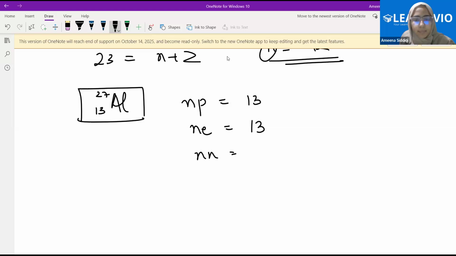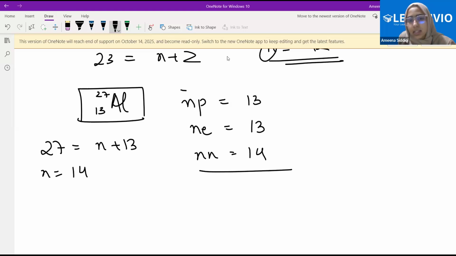And what will we get as the number of neutrons here? 14. Excellent. How are we getting 14 and why? The total number of nucleons is 27. That is the mass number. Mass number is nothing but the total number of nucleons. And 27 is equal to the number of neutrons plus 13, neutrons plus protons. Therefore, neutrons is equal to 14. Excellent. Anyone, any problem, please tell.